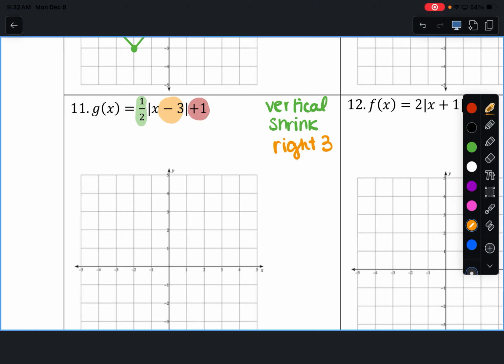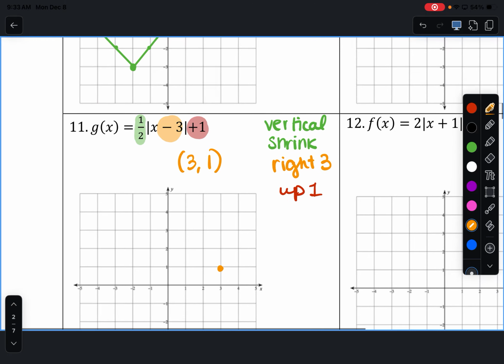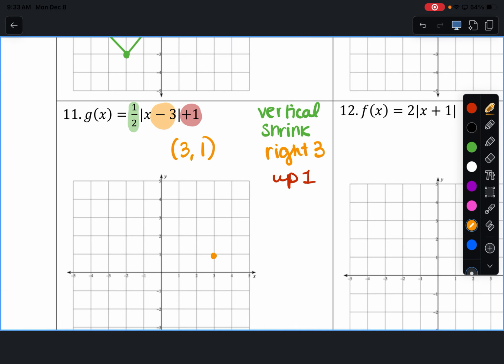So it's up 1 over 2. So what is the vertex? 3, 1. Okay, so we go to the point 3, 1. And then what does the slope of each side need to be? 1/2. So up 1 over 2. Then make the other side symmetric.